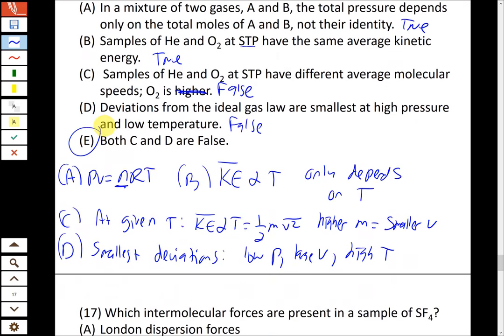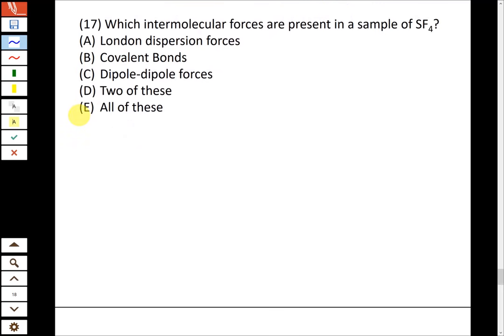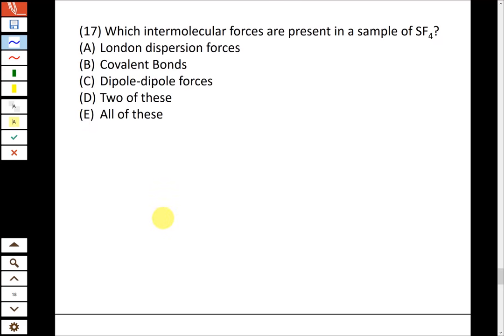All right. The last 4 questions on this deal with the newest Chapter 9 material, but again, it's just the first 4 sections of Chapter 9. So it's mostly going to be intermolecular forces, liquids, and phase diagrams. Those are kind of the key topics from that part. Anything else that we dealt with, solid structures and solid materials, is all going to be on the final exam only. So this first question here deals with which intermolecular forces are present in SF4.